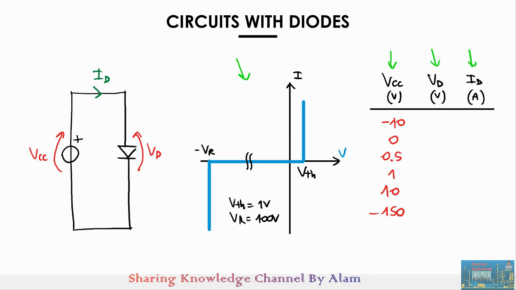The first step is easy. If we look at the circuit, we recognize that because the voltage source and the diode are in parallel, the voltage on the diode will have to be the same as the voltage on the voltage source. So filling up the first column here is rather simple. I'm just going ahead: minus 10, 0, 0.5, 1, 10, minus 150. And of course here I indicate the unit of measurement, so we are talking about volts for VCC, volts for VD, and amps for ID.